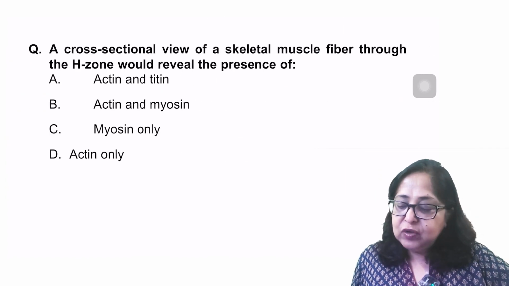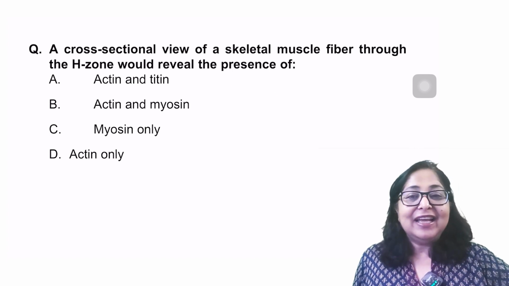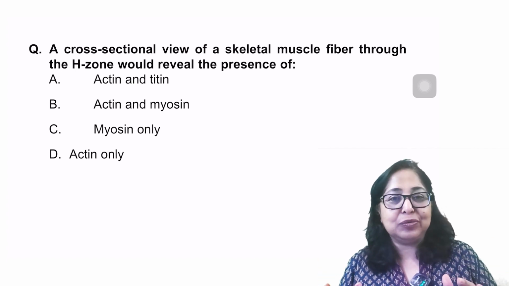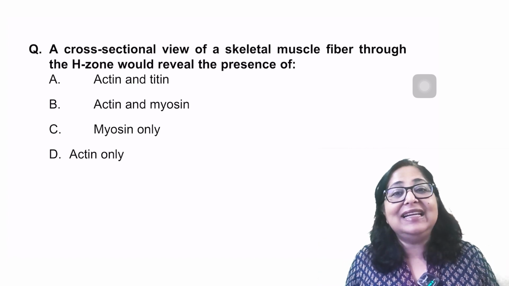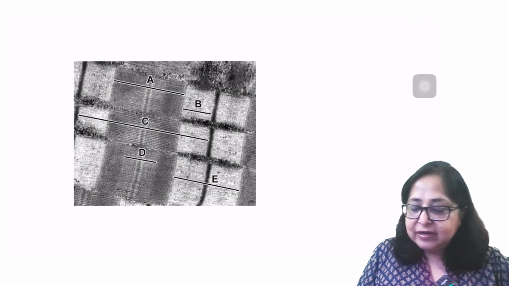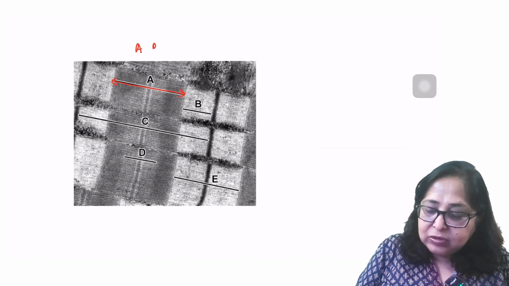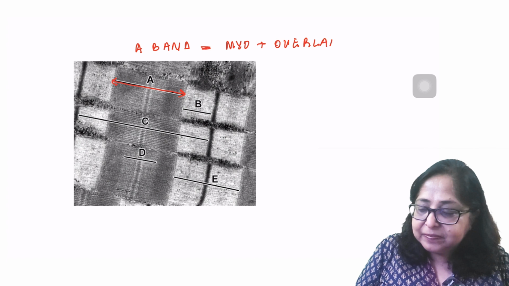A cross-sectional view of a skeletal muscle through the H zone. Now, what is H zone? There is an A band, I band, and H zone. What is A band? A band is the dark band. As you can see over here, this is the A band. And what is A band? A band is myosin plus overlapped actin. This is the dark band.